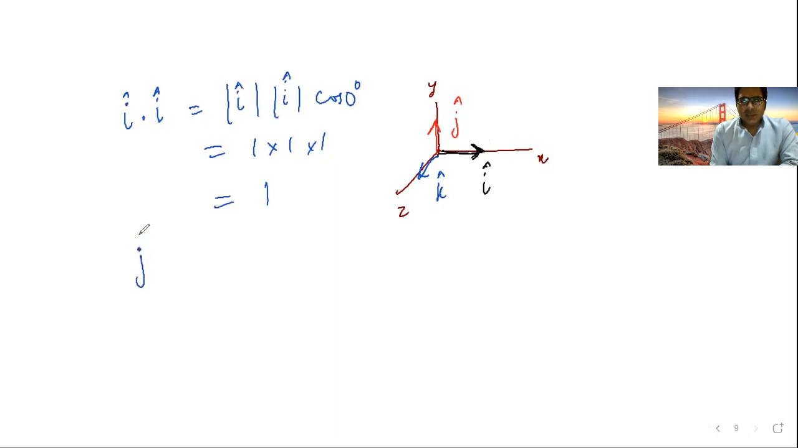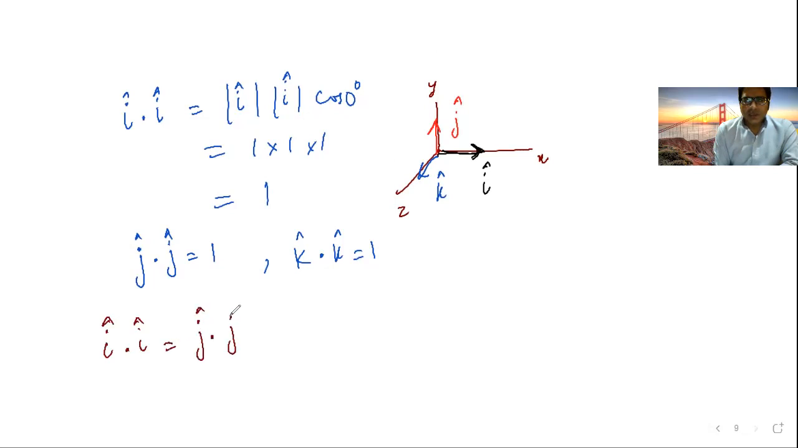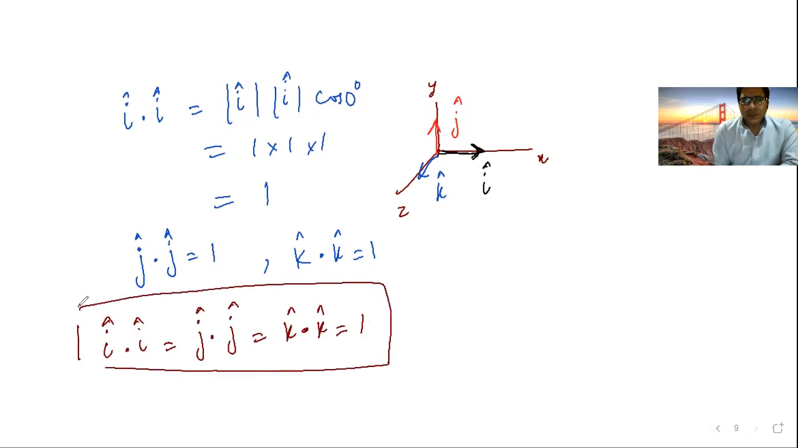Similarly, j dot j is also 1. And k dot k is also 1. So we can club these three things and write I dot I is equal to j dot j is equal to k dot k is equal to 1. So you need to remember this, right?